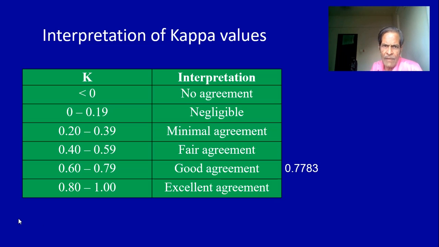How do we interpret the kappa values? If the kappa statistic is less than 0, then there is no agreement. It may be a negative value. If the kappa value is 0 to 0.19, it is a negligible agreement. If it is 0.2 to 0.39, it is minimal agreement. If it is between 0.4 and 0.59, it is a fair agreement. If it is 0.6 to 0.79, it is a good agreement. And between 0.8 and 1, it is an excellent agreement.